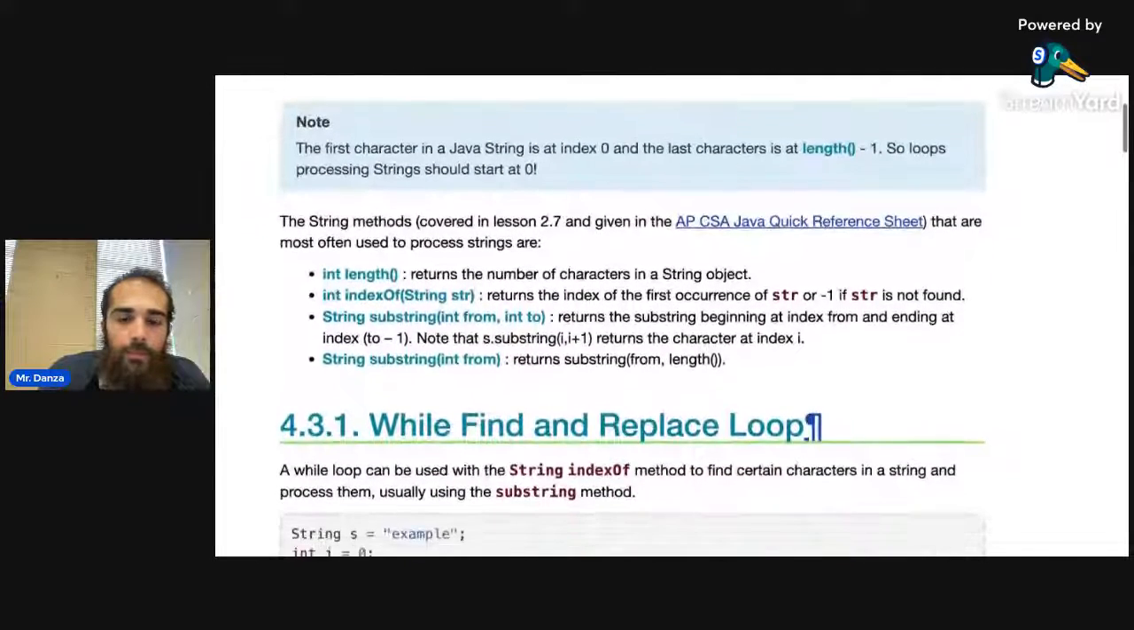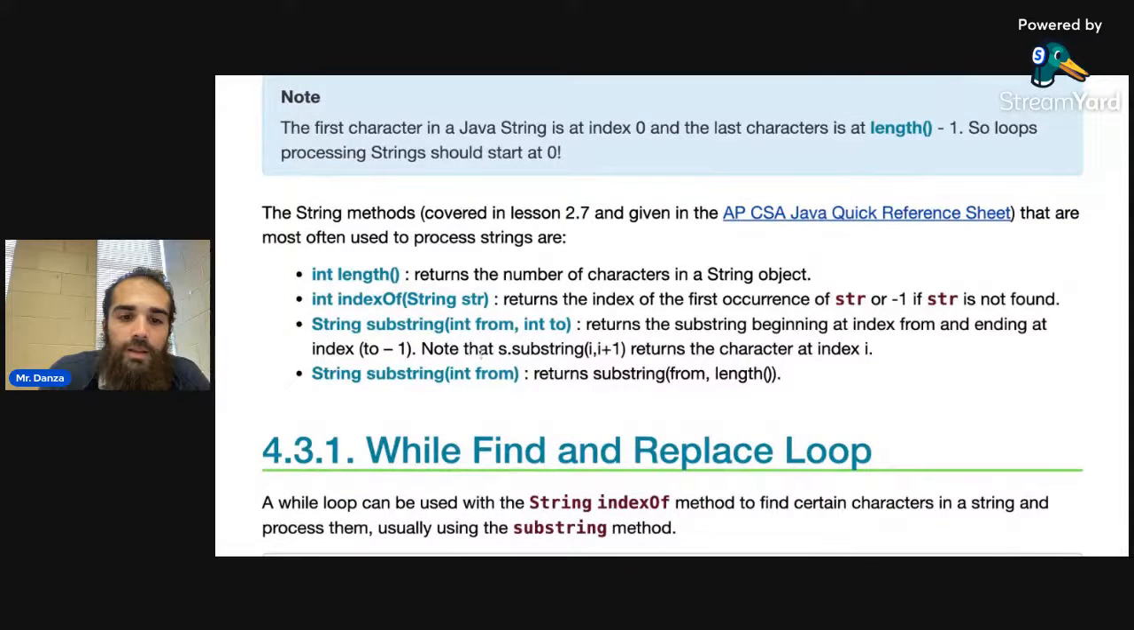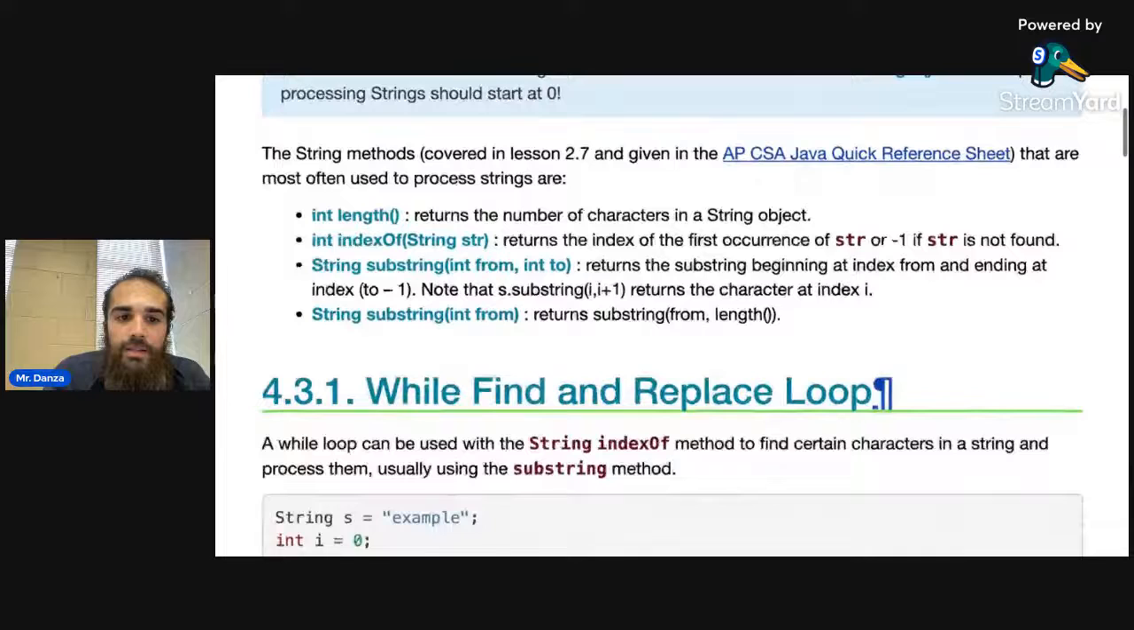Okay. Just to review what we covered in 2.7, there was the length method, which determines the length of a string. The index of method, which returned the index of the first occurrence of that string. And then we have the substring, which returns any characters inside a certain starting index to end index. And then a substring from just, it says return the substring from to the length of it as well.